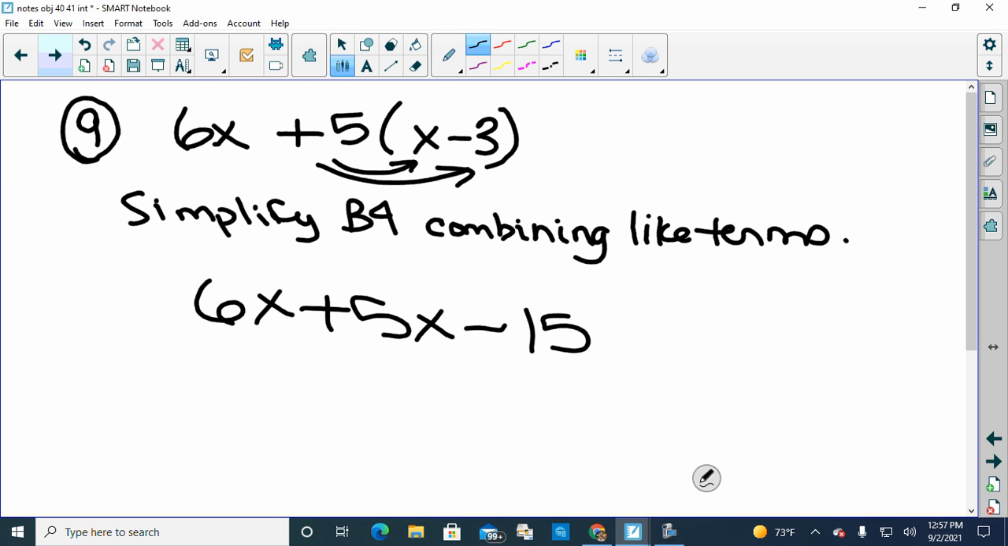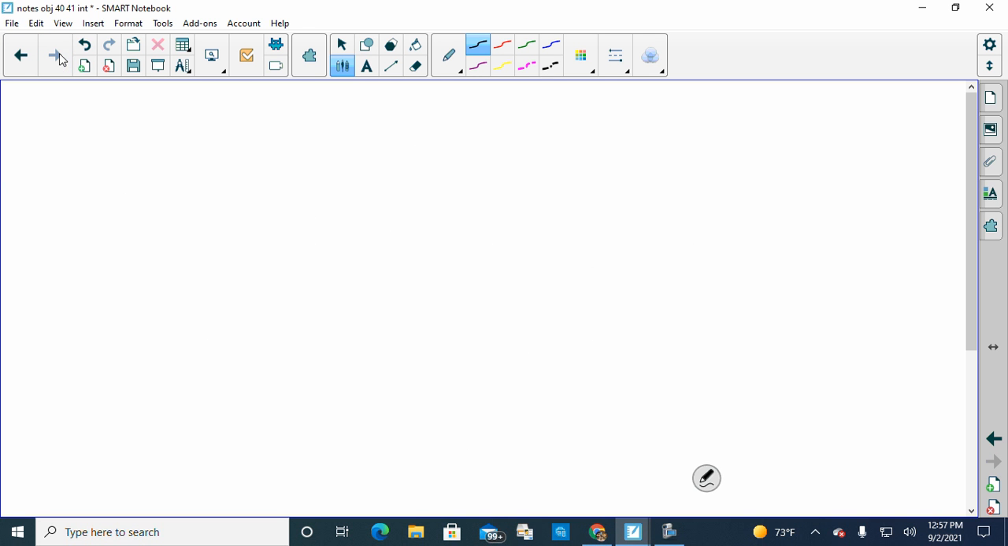Now I can combine like terms. So 6x and 5x would give me 11x, and then there isn't another one to combine it with, and we have it in descending order, so it's alphabetical, where x is the only one, largest exponent down to where there is no exponent, and 15 didn't have one. So these two objectives are just combining like terms, and then the other objective is simplifying before you combine like terms. Let me double check to make sure that's the last one. Yeah, it was.